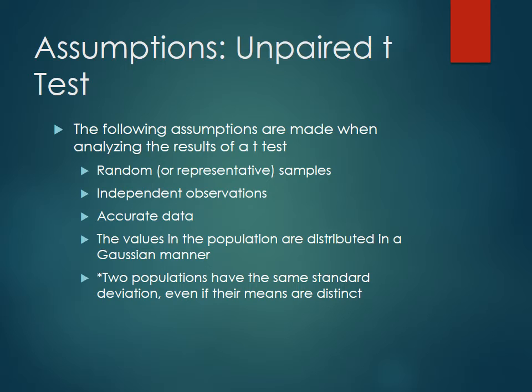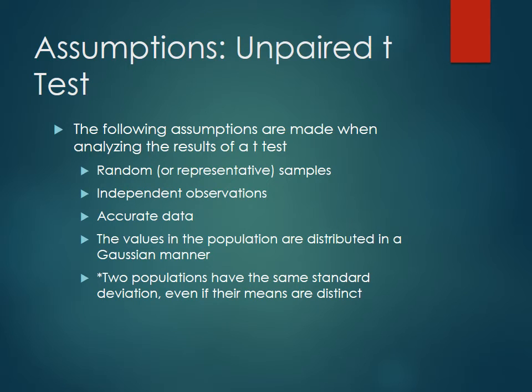That's one of the key points here, that the groups are completely independent. You don't have twins in the different groups. You don't have the same subject being tested in one group and then the other. Whatever it happens to be, they need to be completely separate from one another. Hopefully your data is accurate, so that's another assumption. And then because this is a parametric test, they need to be pulling from a population that has a Gaussian distribution, or is normally distributed, right?